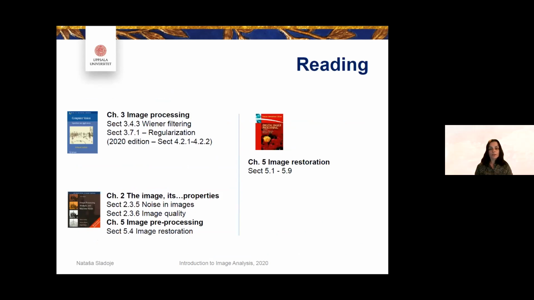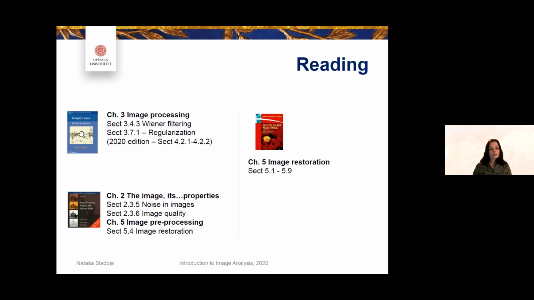Some reading related to these topics is mentioned here. Again, Gonzalez and Woods have a whole chapter which is devoted to image restoration, and not even the whole chapter is addressed here, so you don't even need to look for the topics that are beyond these first nine sections. Then in the book by Sonka et al., there are a number of topics that cover the content of the lecture, noise in images and how to measure image quality, and also a number of topics on restoration.